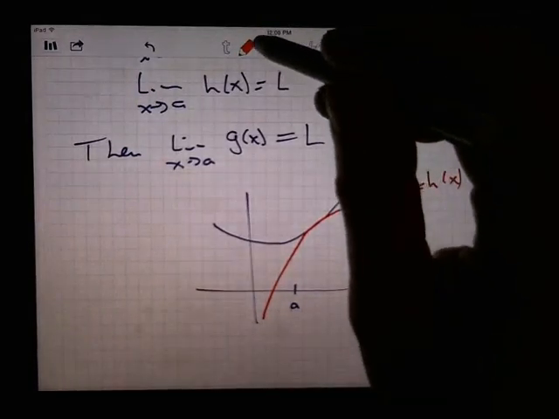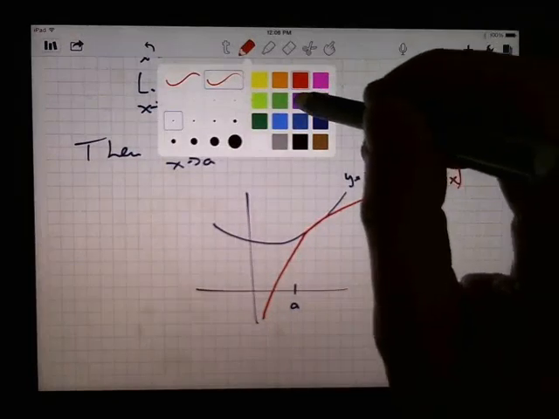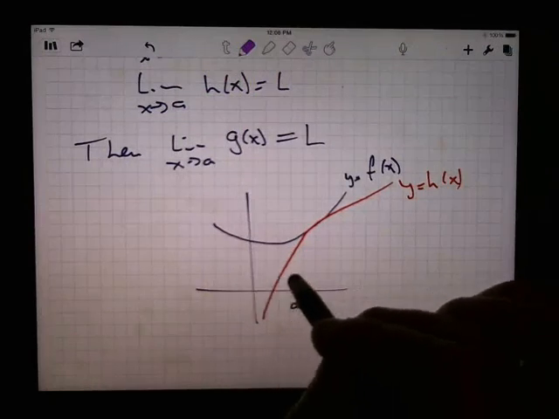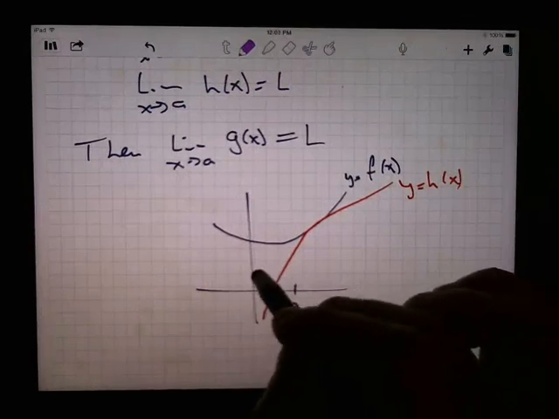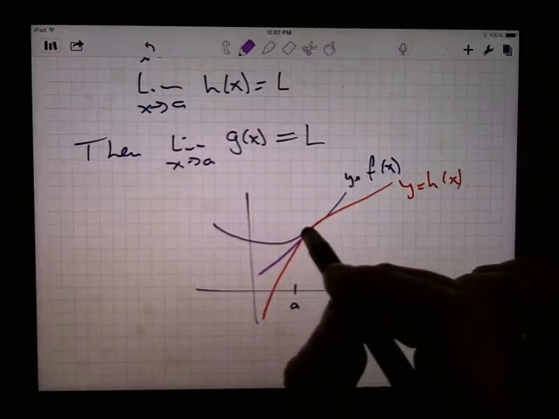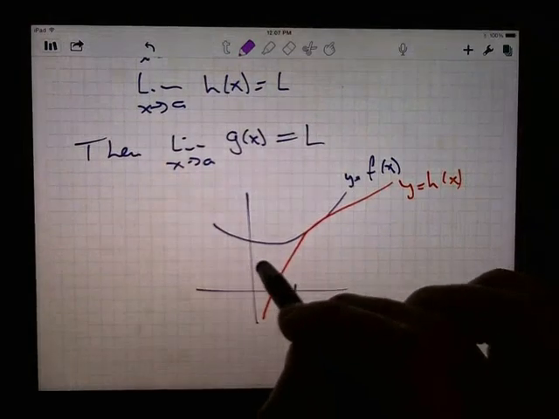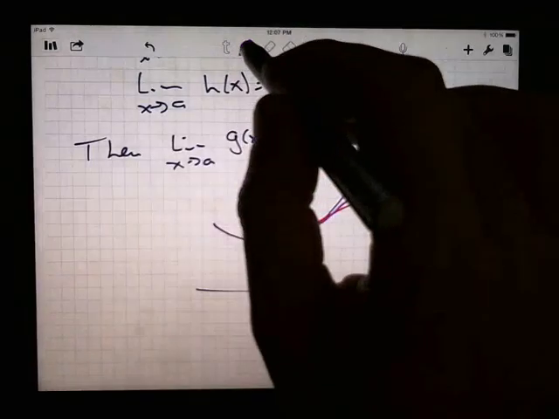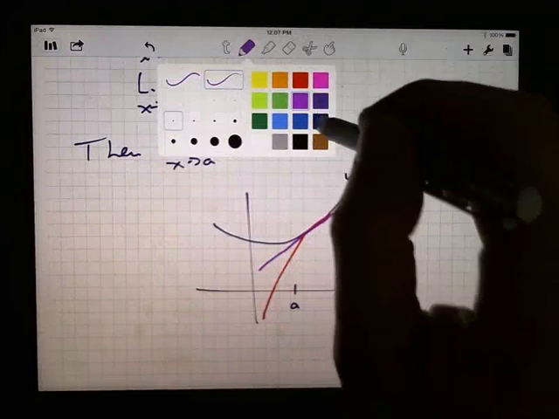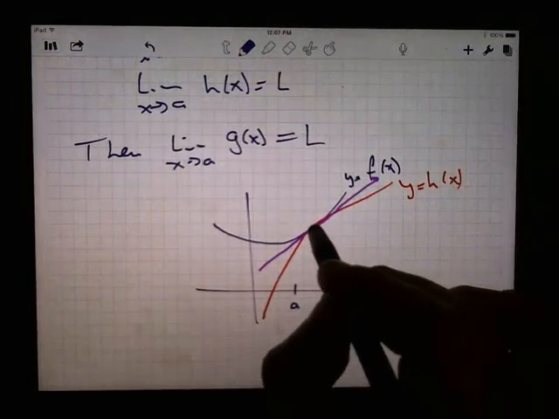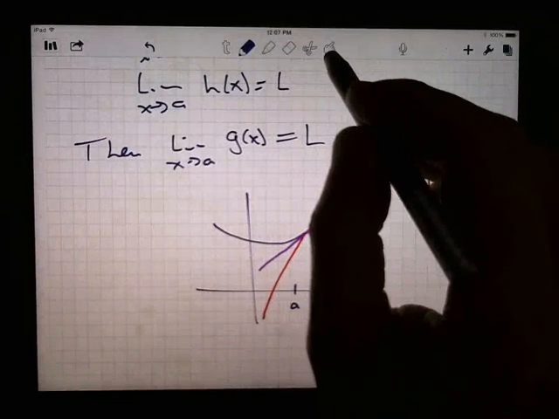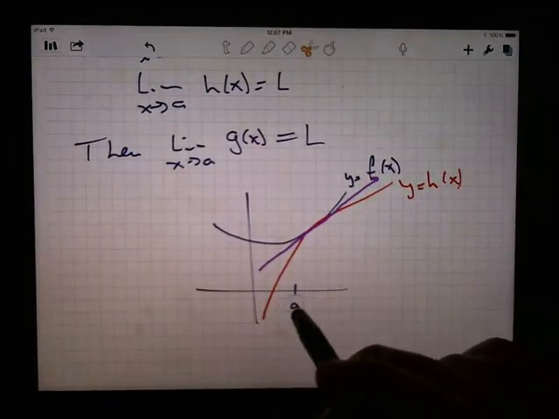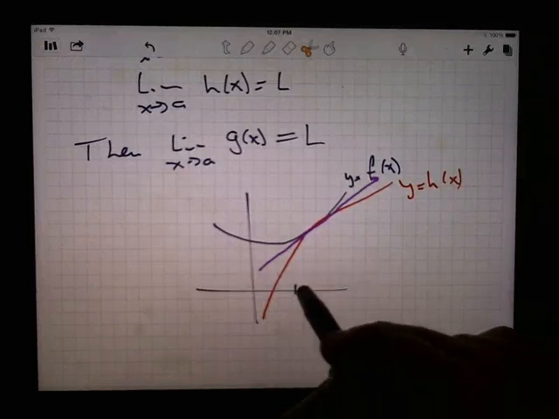What's in between red and blue? Maybe purple. And then I've got this other function that, for at least some values of x around a, g is going to be in between f and h, and it goes right up through there. So as x goes to a, I'm looking at both f and h. I think I have my a in the wrong place here. Let me move this a over a little bit.